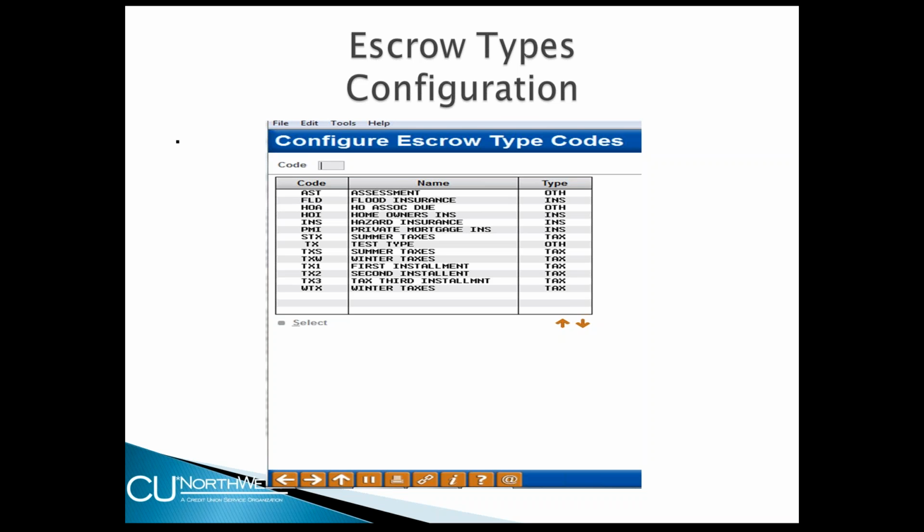So when processing payments to a payee, such as your city government for your property taxes, you can choose which escrow type should be paid for a particular payee. And this allows you, for example, to keep your summer and winter property tax bills separate for easier handling and analysis.